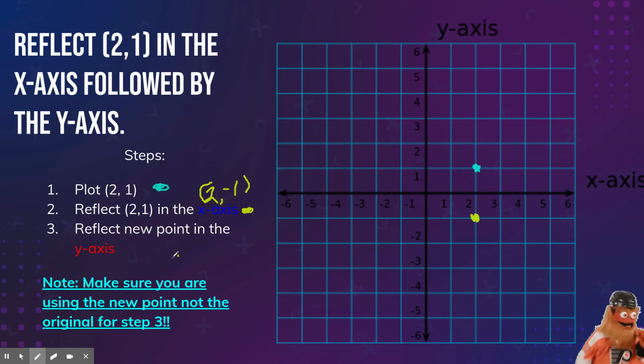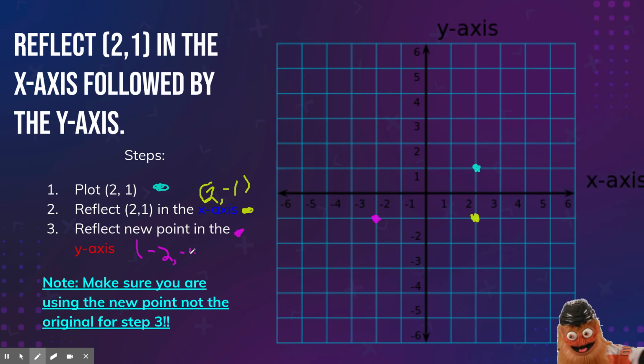And now I reflect it in the y-axis, which I'm going to change to my purple now. And reflecting in the y-axis, I keep my y and change my x. I take the opposite of positive 2, which is negative 2. So it goes negative 1, 2, and I keep the same y, which is negative 1, sorry. So it's negative 2, negative 1.